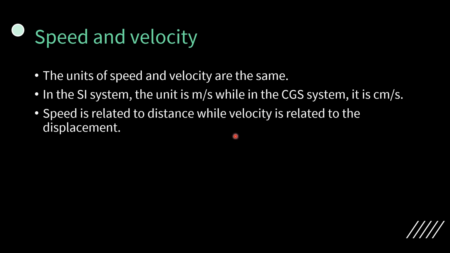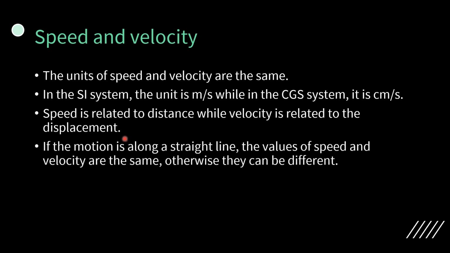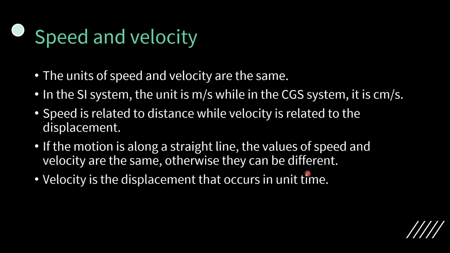The speed can be related to distance, whereas velocity is related to displacement. If the motion of an object is along a straight line, then the values of speed and velocity are the same. Otherwise, if there is a change in direction, they can be different. Velocity is the displacement that occurs in unit time.